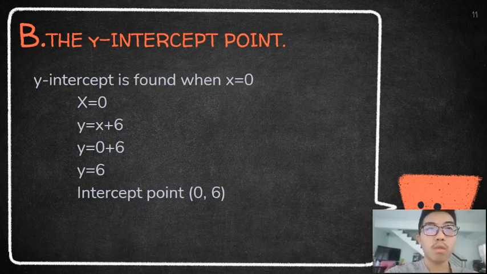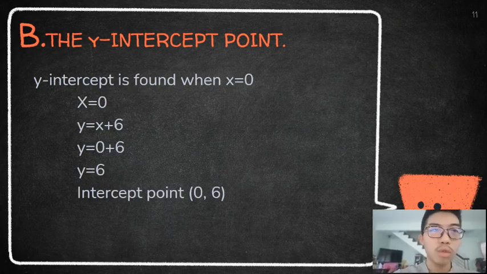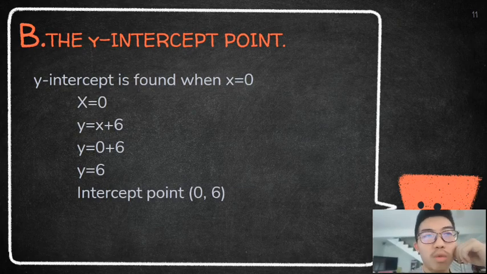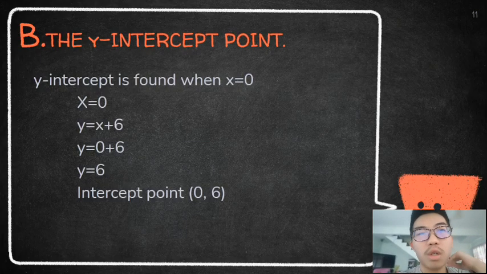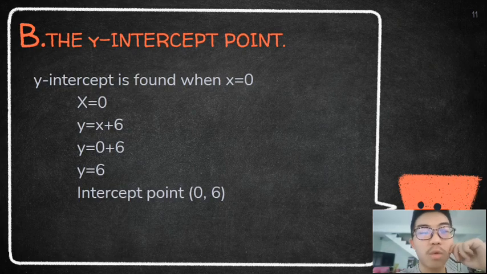So when we do part B, we need the y-intercept, point C. To find point C, we take the y-intercept of y equals x plus 6. When we take the y-intercept, we must assume x becomes 0, so y equals 0 plus 6, so we get y equals 6. So the intercept point, we can write as 0, 6.